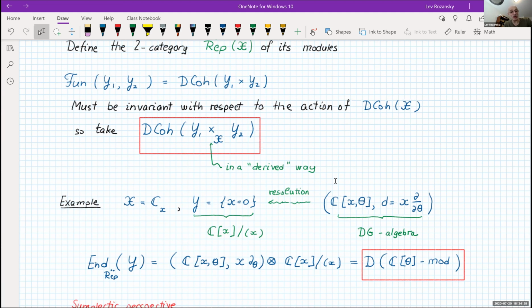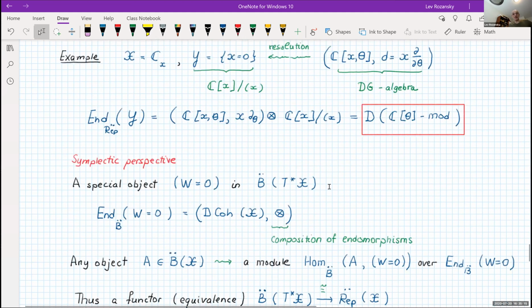So what would be the endomorphism of this category of endomorphisms of such an object Y? Well, you tensor multiply one DG algebra by another copy of itself over C of X. So you set X equal to 0 in the DG algebra, so the differential goes away, X goes away, and you're left with modules over C of theta. So if you were computing Ext between the skyscraper and itself, it would be C of theta. If you compute their home as objects in the category, then you get modules over C of theta.